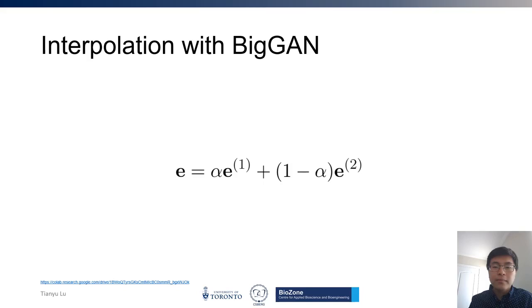Here is just the mathematical equation that you use for interpolation. Suppose you have some vector E1 and some other vector E2. A line between those two points is simply expressed as a linear combination of those, weighted by this term alpha. It's like taking an average of those two points. You take maybe 0.1 of E1, and that means you would take 0.9 of E2. Okay, so let's take a look at some of the images.